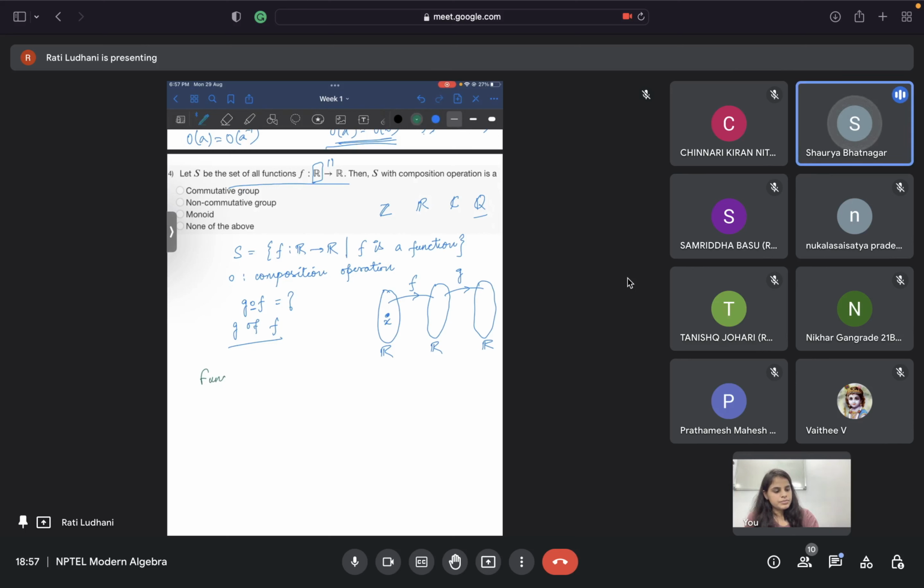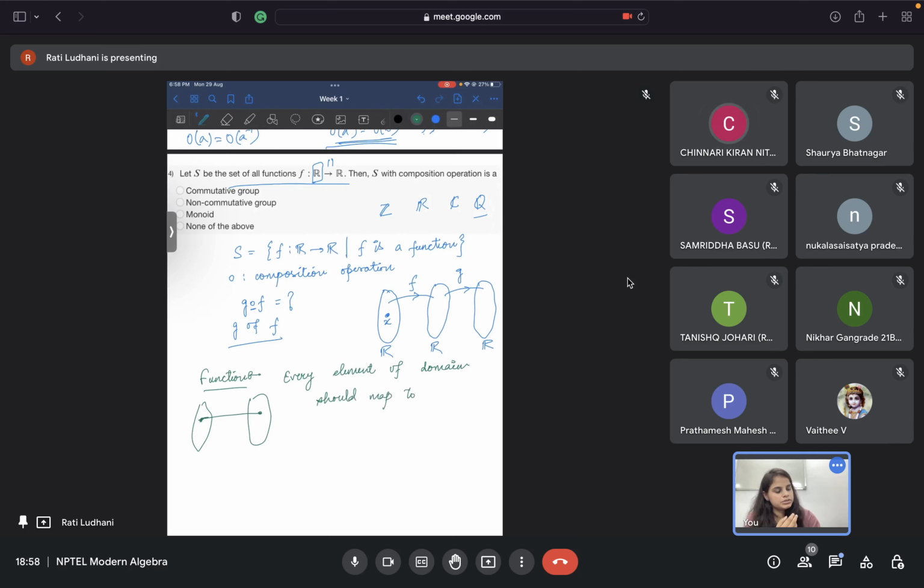Range must be equal to codomain. No, that is surjective. Think about it. You are saying every element should have an inverse image, that if you have any element there should be some element here. Is that true? For a function, every element in the domain should map to a single element, or rather a unique element, of the codomain.